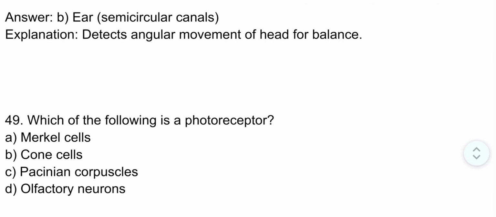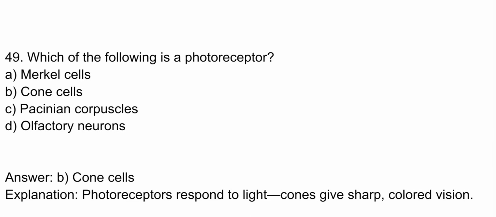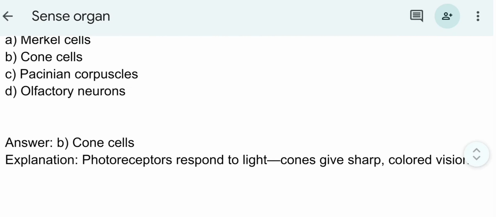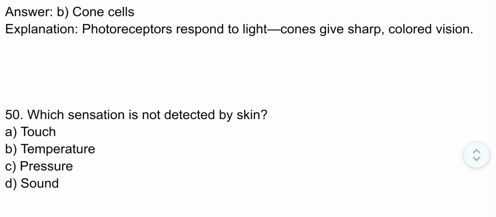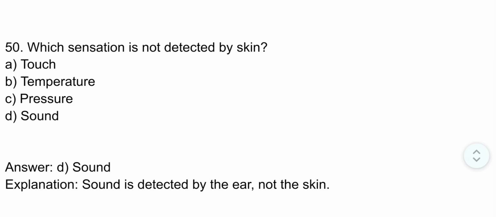Question number 49. Which of the following is a photoreceptor? The correct option is option B. Cone cells. Photoreceptors respond to light. Cones give sharp colored vision. Question number 50. Which sensation is not detected by the skin? The correct option is option D. Sound. Sound is detected by the ear, not the skin.